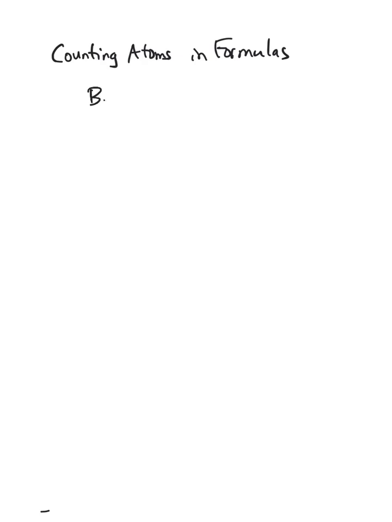So let's look at something like barium nitrate. And so we've got one barium, and the parenthesis, subscript 2, tells us we have 2 of everything that's inside the parenthesis. So we've got 2 nitrogens. For oxygens, we've got 3 times 2, or we've got 6 of those in all. And so that's the number of each type of atom in barium nitrate.